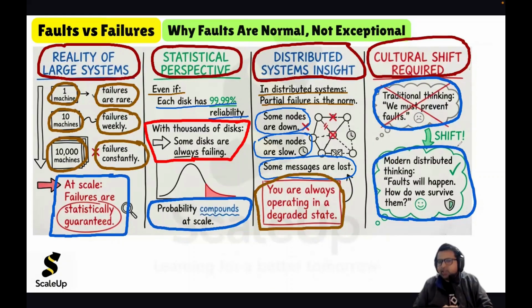So modern distributed thinking says faults will happen. We have to assume that faults will happen, and we have to answer this question: how do we survive them? Designing modern distributed systems is all about identifying ways to handle faults and failures gracefully. So system design is all about reliability, wherein we assume the system will have faults and failures, and we have to find mechanisms to handle them gracefully. So that is the idea.